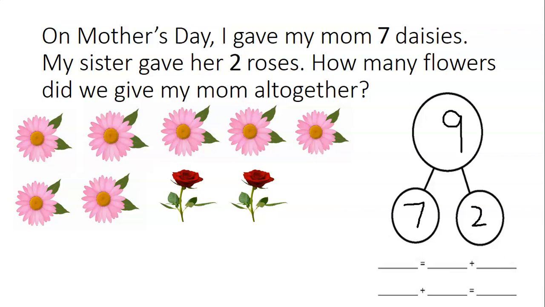Now, let me go ahead and put that into our number sentence. So, if we see our equal sign first, we know that the whole has to go there first. Then, we put our 2 parts, 7 and 2. Now, let's go ahead and read that back. 9 equals 7 plus 2. Now, if we see our plus sign first, we know our 2 parts go first. So, we have 7 plus 2 equals 9. Great job, kindergarten. Now let's move on.